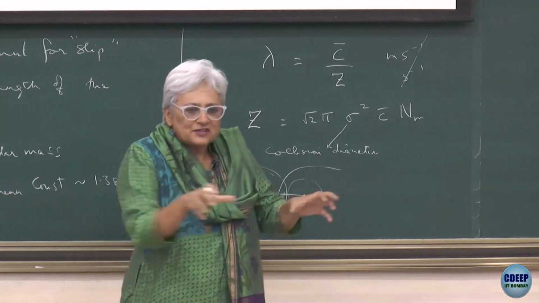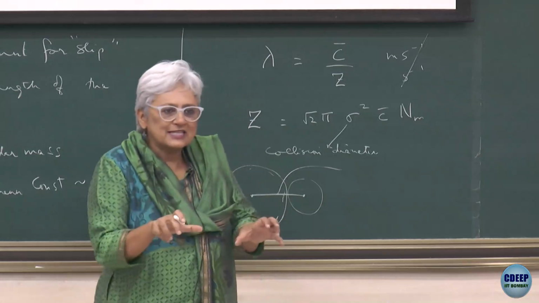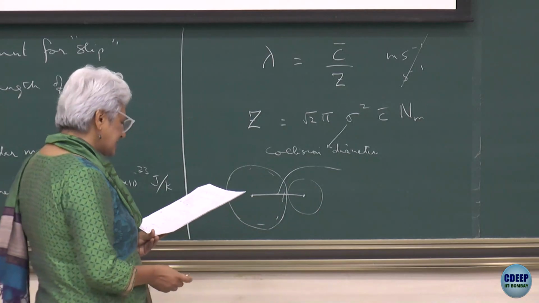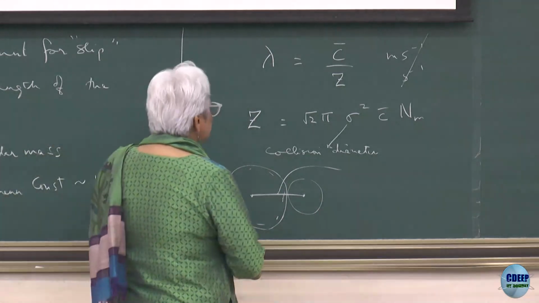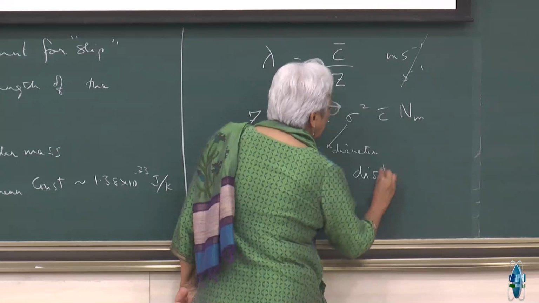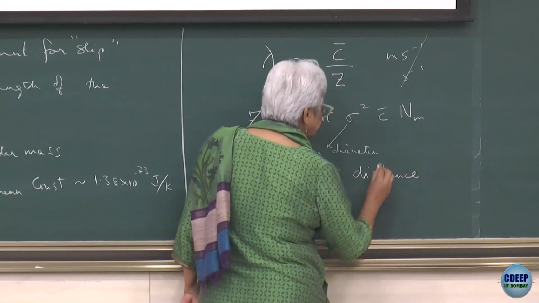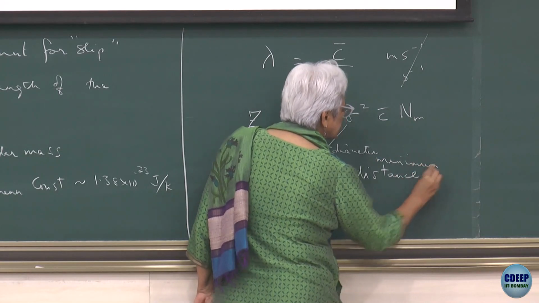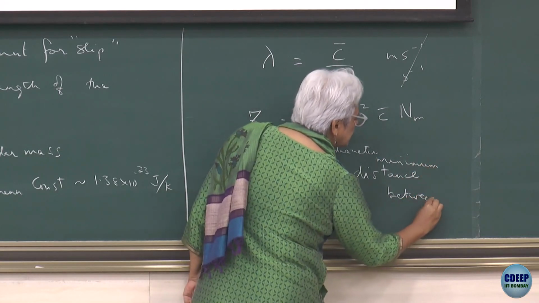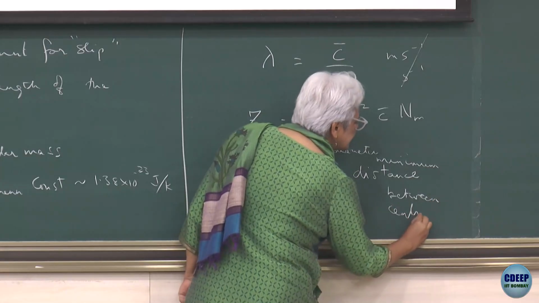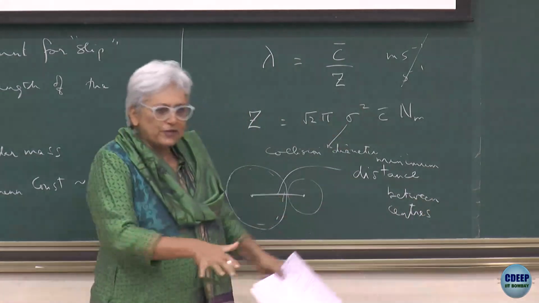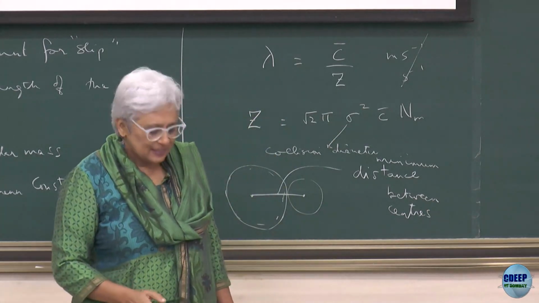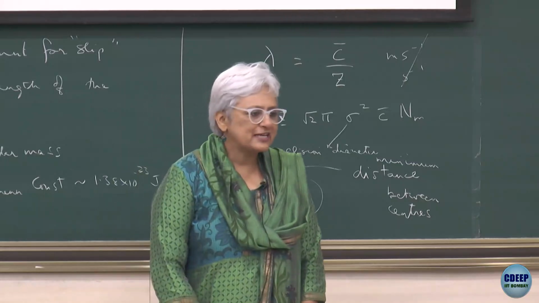So, based on whatever the potentials are, how close they come before they start repulsing and going away. So, this distance between centers, the minimum distance between centers at the point of approach, the closest point of approach, that is what is called a collision diameter.